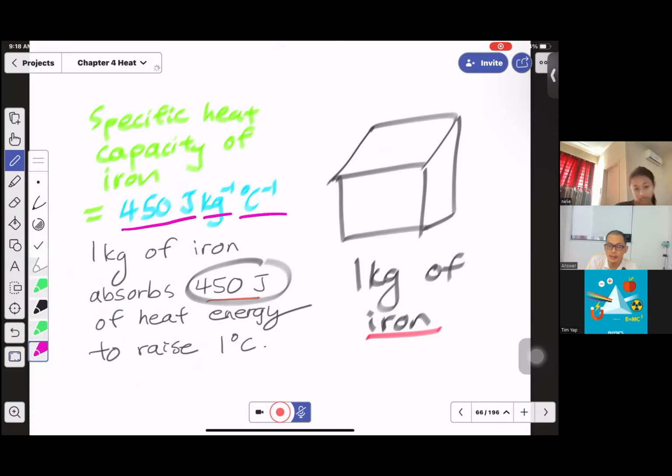So that means 1 kg of iron absorbs 450 joule of heat energy to rise 1 degree Celsius. This is the definition of specific heat capacity. Now, specific means specific to 1 kg.